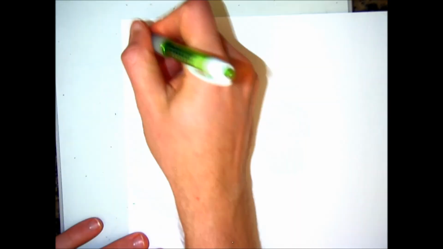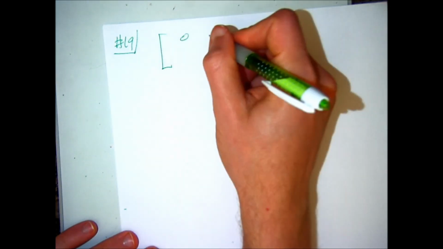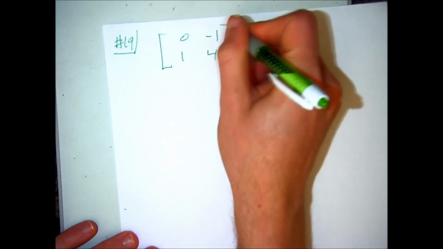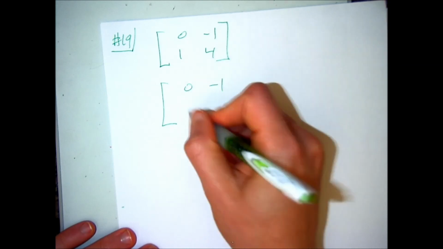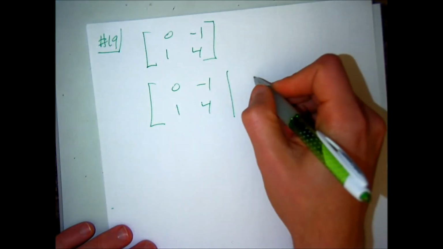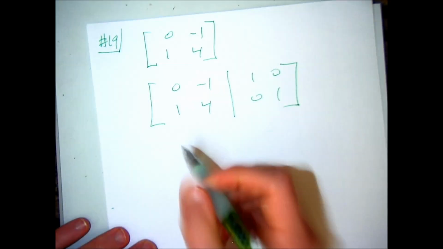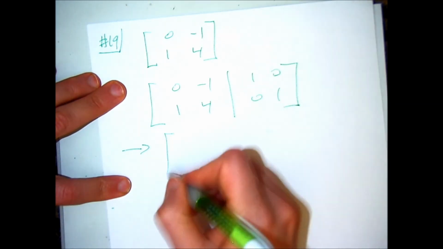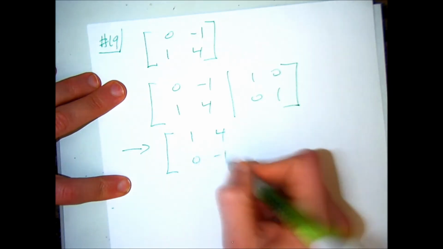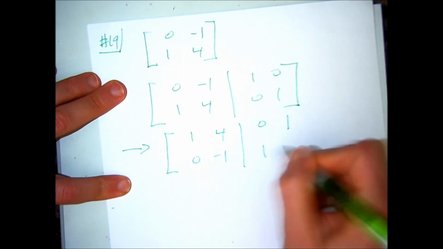I'll do one more. I'll do number 19 from the homework. Find the inverse of 0, -1, 1, and 4. So let me go ahead and do my thing here. 0, -1, 1, and 4, and 1, 0, 0, 1. So first thing is, let me go ahead and switch the two rows. 1, 4, 0, -1. And then I have to switch these two rows, 0, 1, 1, and 0. Okay?